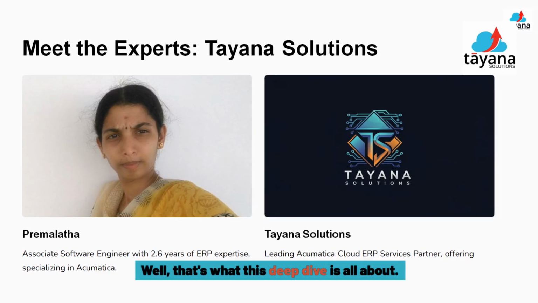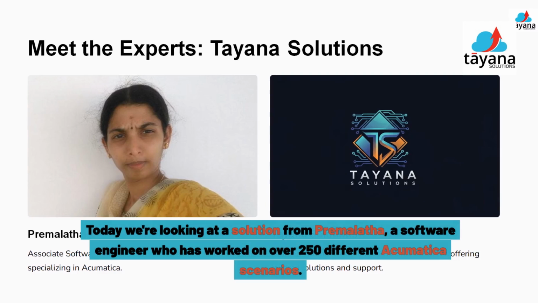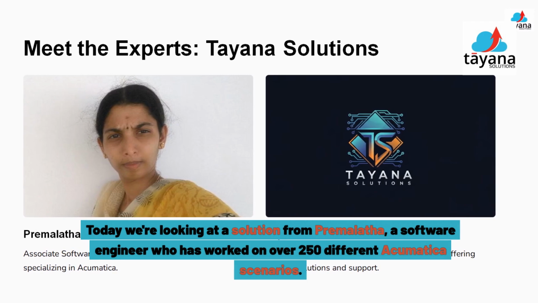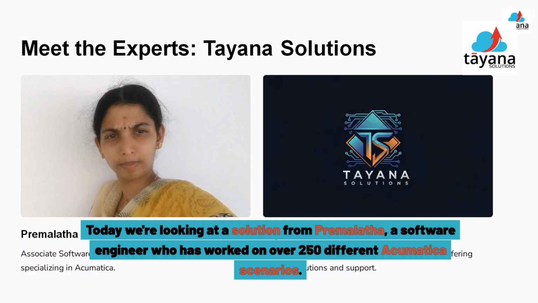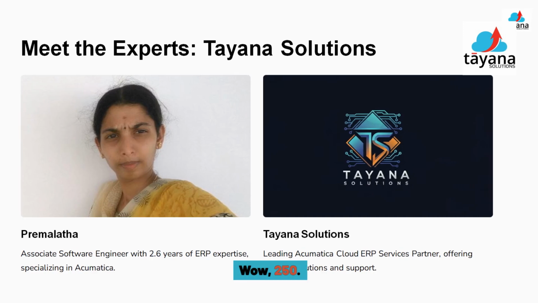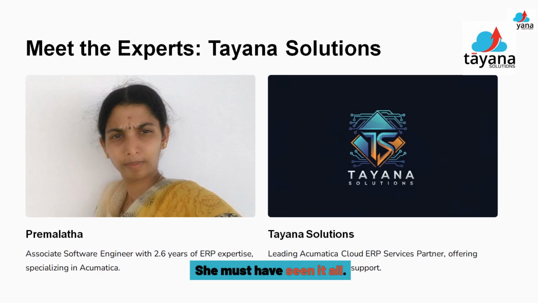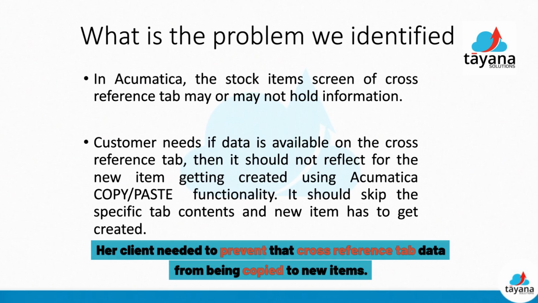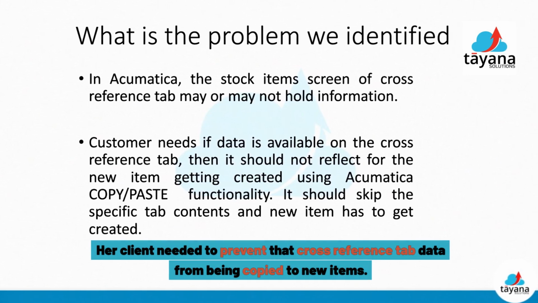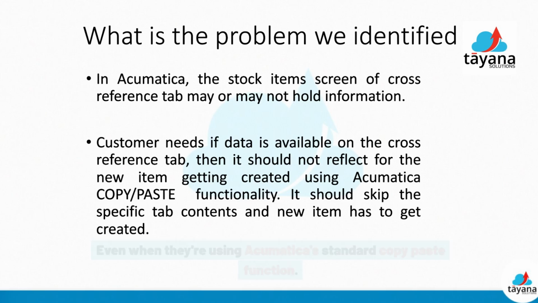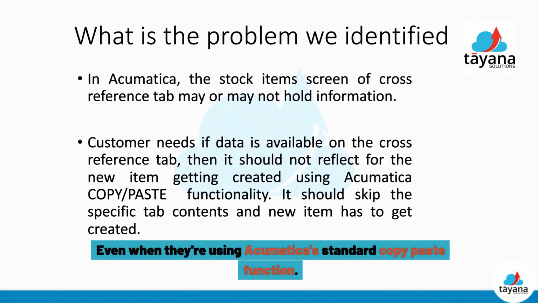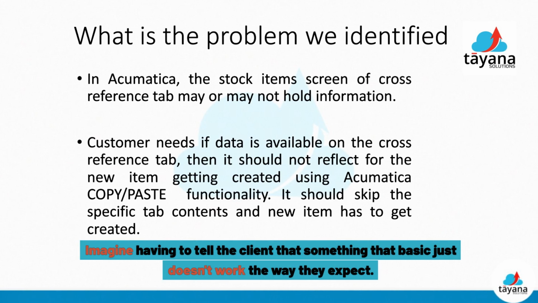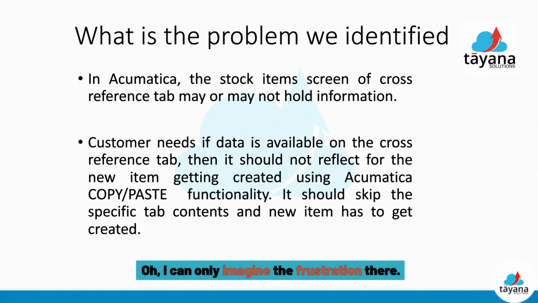Well, that's what this deep dive is all about. Today we're looking at a solution from Premalatha, a software engineer who has worked on over 250 different Acumatica scenarios. Wow, 250. That's impressive. She must have seen it all. Right. And the case we're diving into today is a perfect example. Her client needed to prevent that cross-reference tab data from being copied to new items, even when they're using Acumatica's standard copy-paste function. Exactly. Imagine having to tell the client that something that basic just doesn't work the way they expect. Oh, I can only imagine the frustration there.